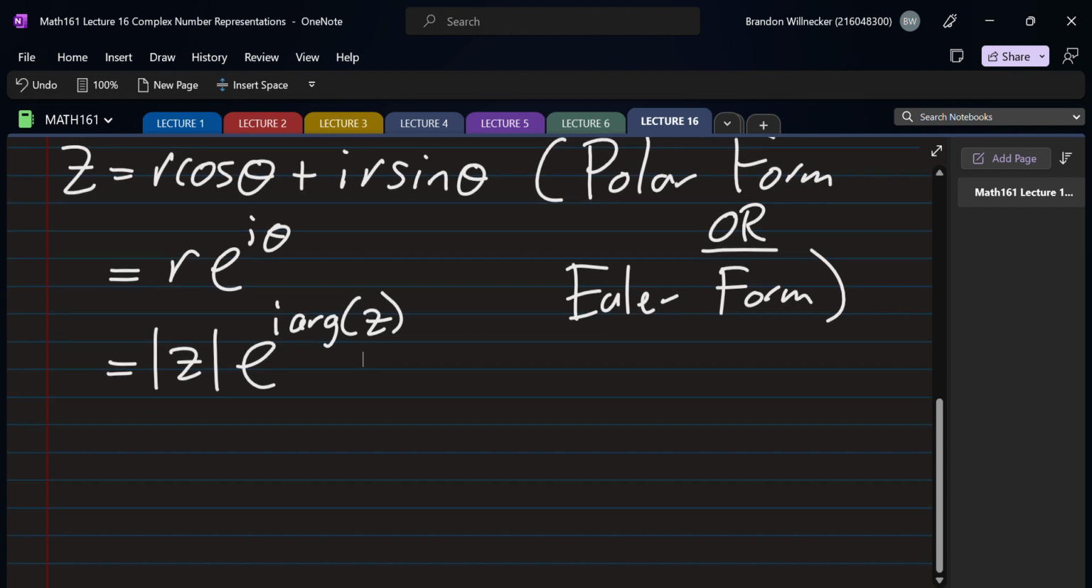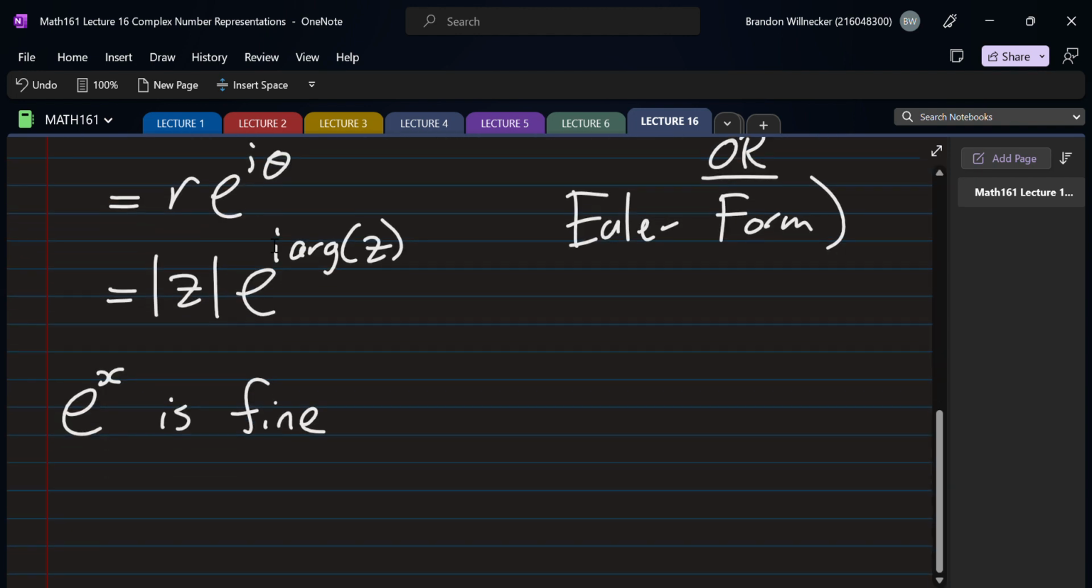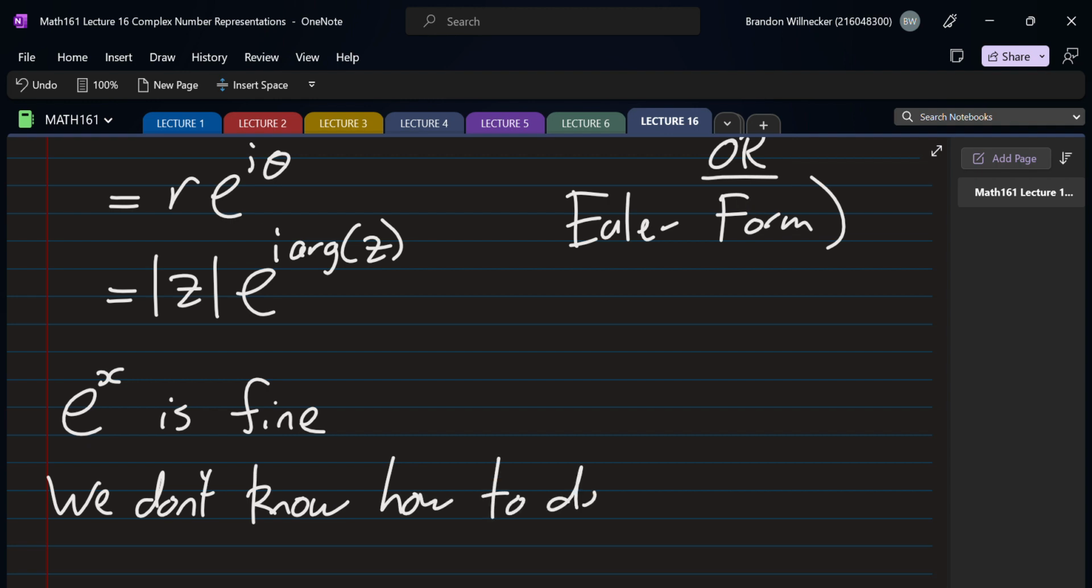Now what's really weird is normally when we deal with exponentials, it's always e to the x, where x is a real number. Here we have e to the i theta, which is a complex number. So how do we handle the exponential of a complex number? So e to the x is fine. We know how to deal with that. e to the z, we don't know how to deal with that.